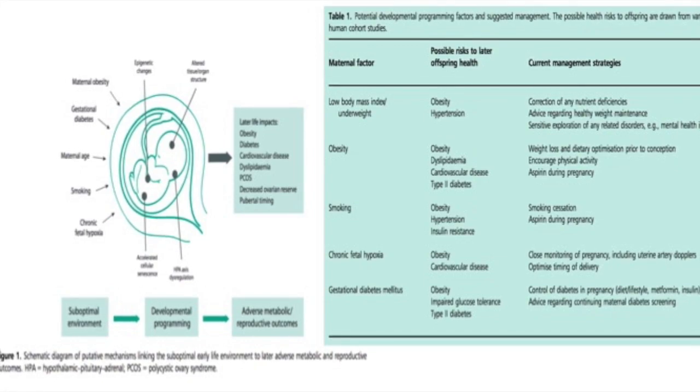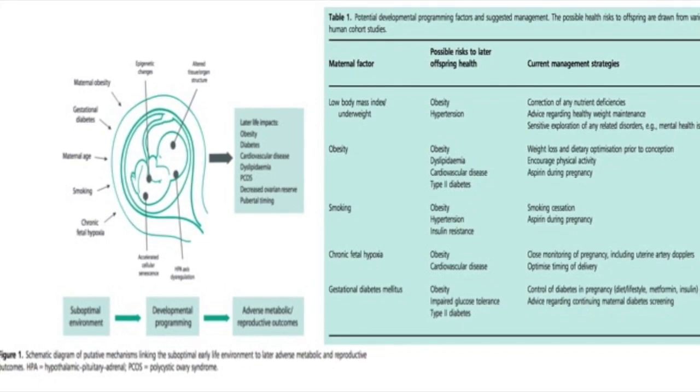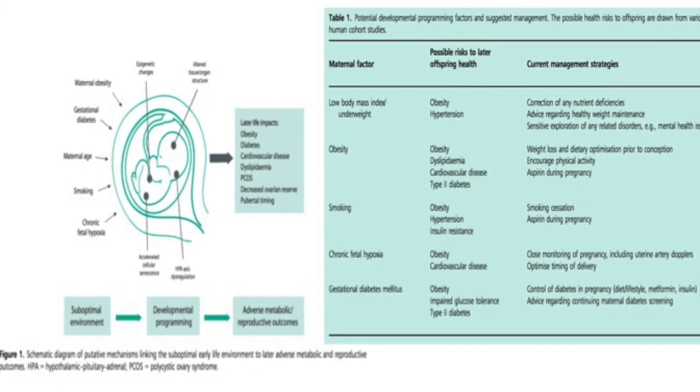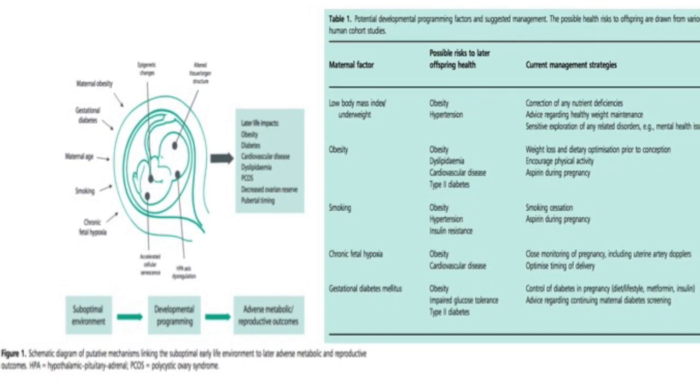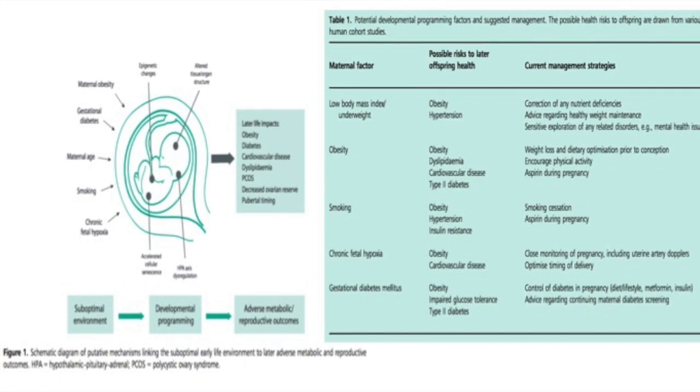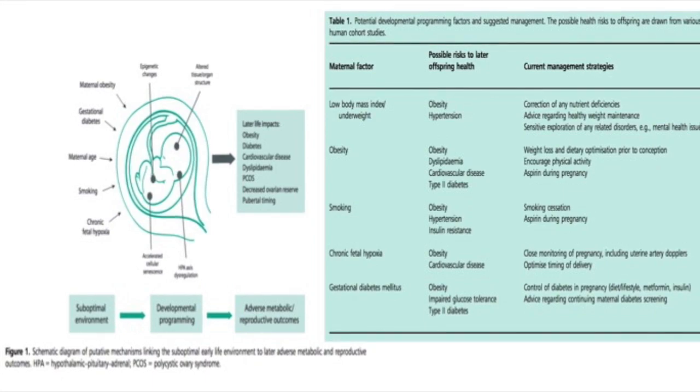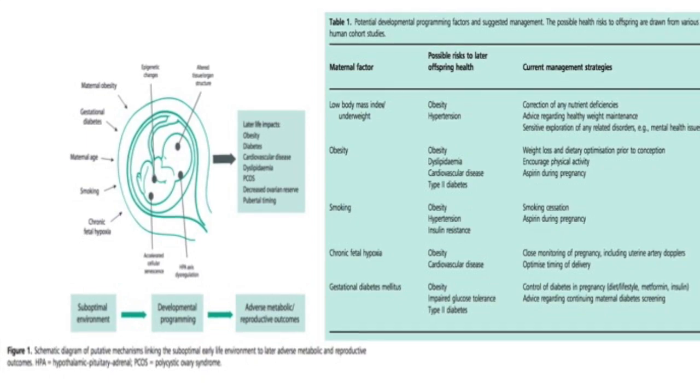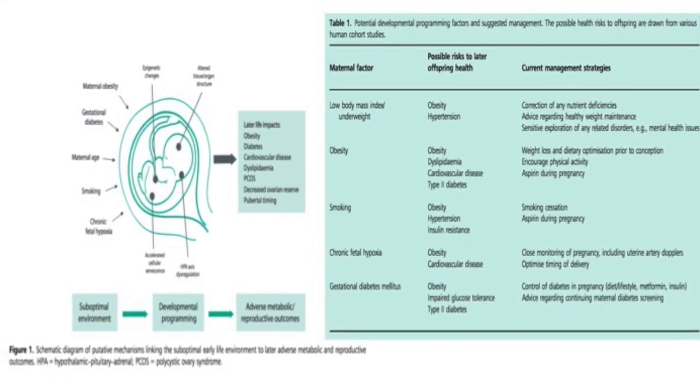The next maternal factor is obesity. It leads to obesity in the future for the child, dyslipidemia, cardiovascular disease, and type 2 diabetes. The way you manage that in the current pregnancy is by weight loss and dietary optimization prior to conception, encouraging physical activity, and aspirin during pregnancy. The third maternal factor is smoking. It causes obesity, hypertension, and insulin resistance in the future. The way to manage is by smoking cessation and aspirin use during the pregnancy.